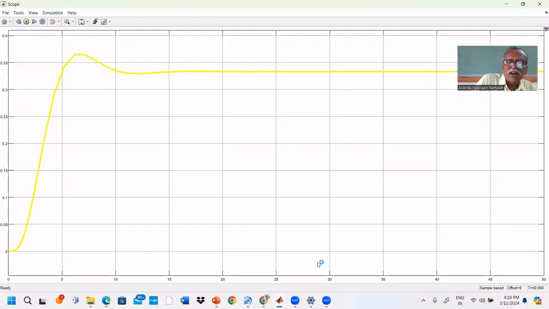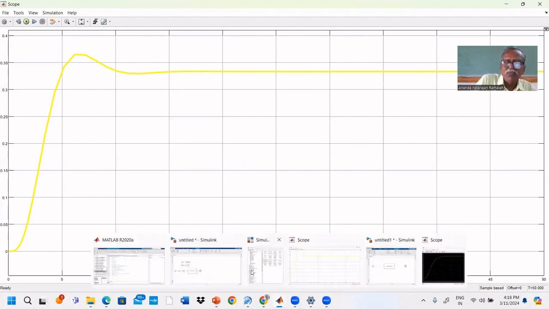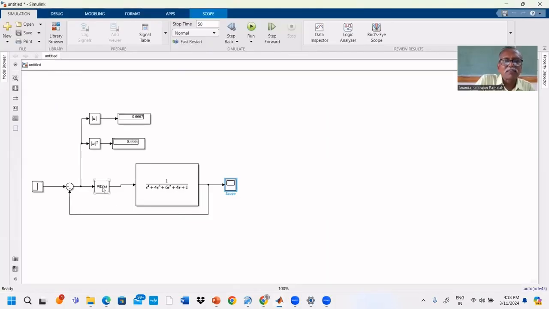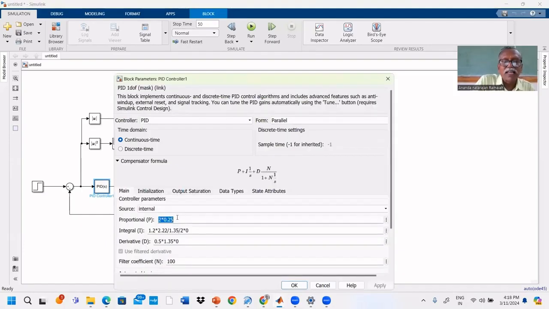If I increase the gain, what happens to the response? This is the advantage of simulation. If you do all this simulation, we can understand many things. If I increase the gain, 2 multiplied by 0.25, how much? 0.5. Am I correct or not? Now I am making this 0.5. 2 multiplied by 0.5, how much? 1. I am giving 1.